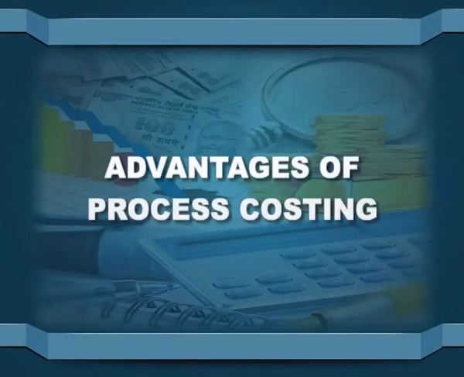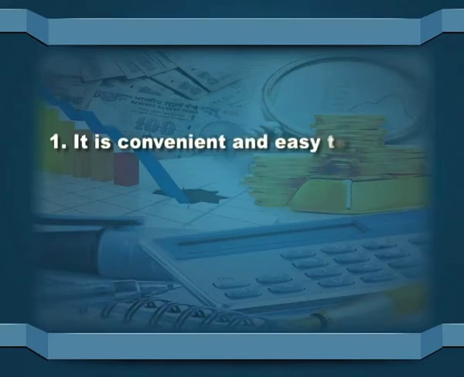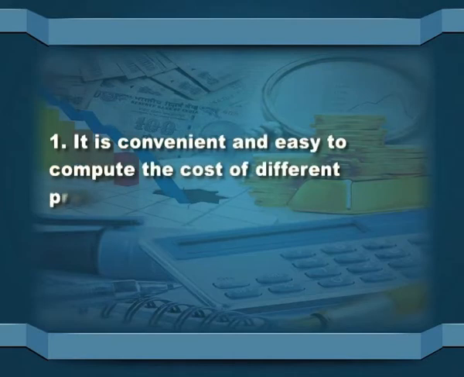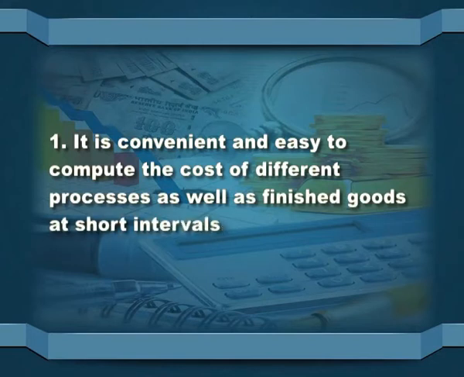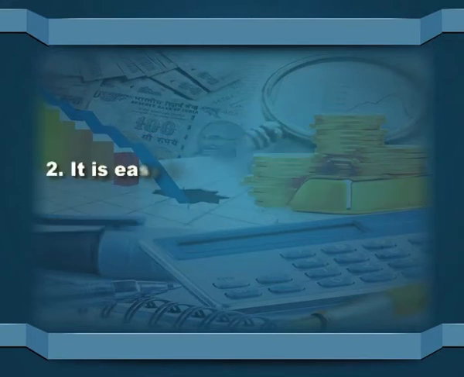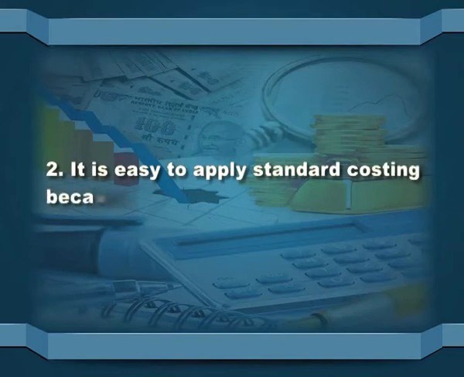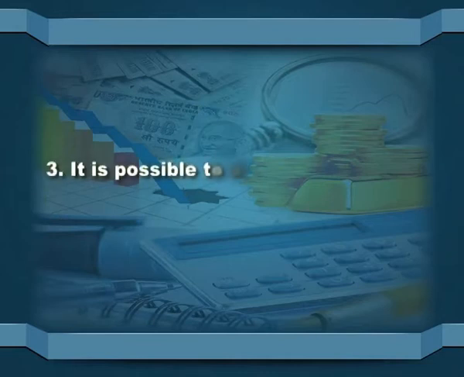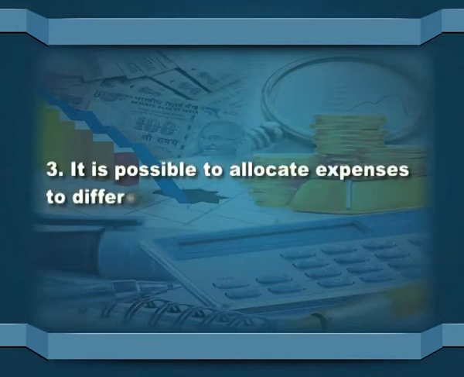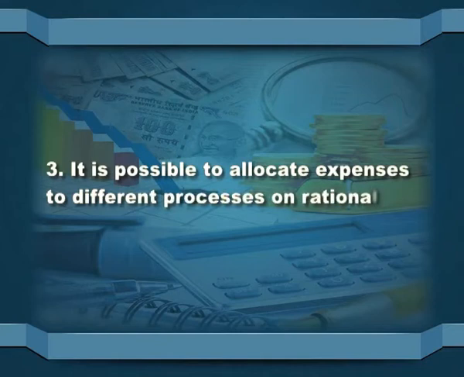What are the advantages of process costing? Number 1. It is convenient and easy to compute the cost of different processes as well as finished goods at short intervals. Number 2. It is easy to apply standard costing because products and processes are standardized. Number 3. It is possible to allocate expenses to different processes on a rational basis.